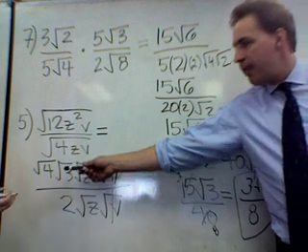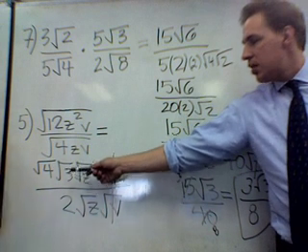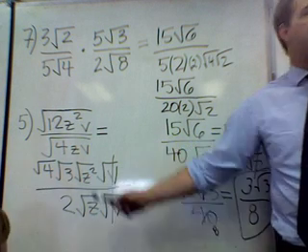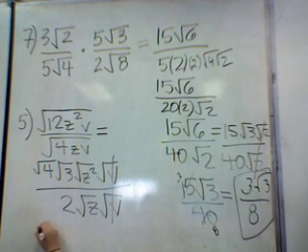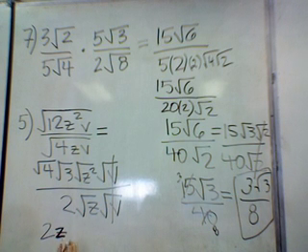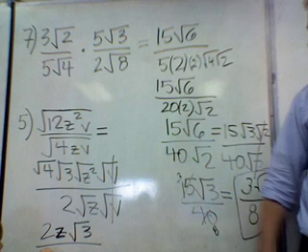On the top, we've got our perfect squares. What's the square root of 4? 2. So it's 2 root 3. What's the square root of z squared? Z. So it's 2z root 3 on the top over 2 root z.